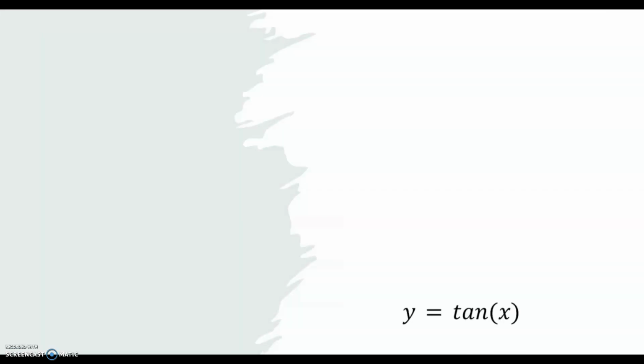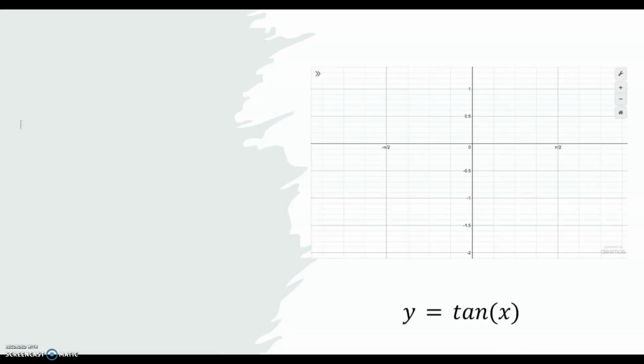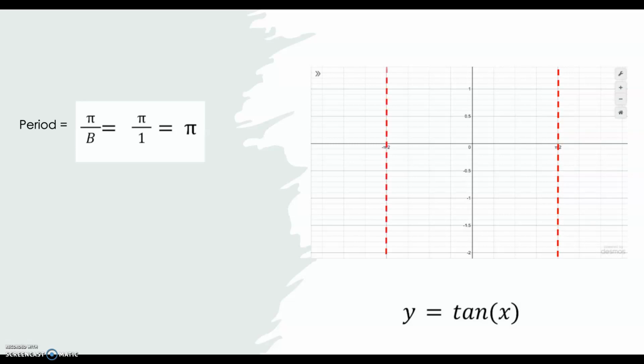So we're gonna start small and start with the simplest equation, y equals tangent of x. So here we have our graph, and first we have to find our period. The period equation is pi over b, and b is 1, so pi over 1 is pi. So the period is the distance from one asymptote to another asymptote.